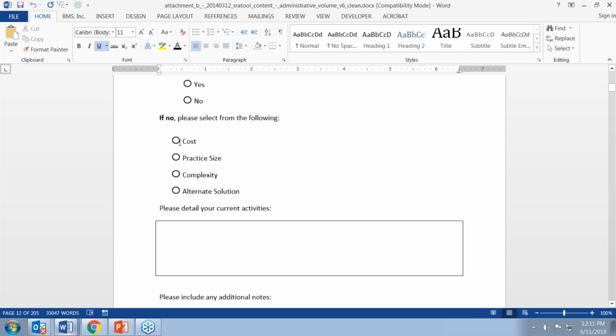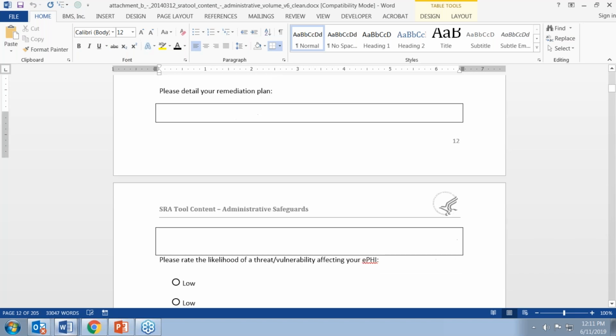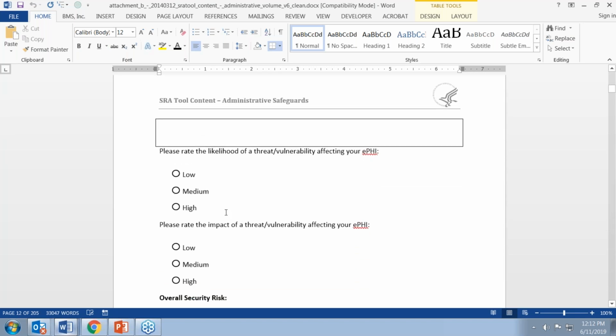Is it because of the cost? Is it because of our practice size? We're just too small. We just don't have enough people to allocate towards this. Is it because it would be too complex for us to adopt? We can detail what our current activities are if we don't fill this box or if we do. So what level of risk is there for us not to have any policies related to electronic protected health information? And what level of vulnerability are we going to have?